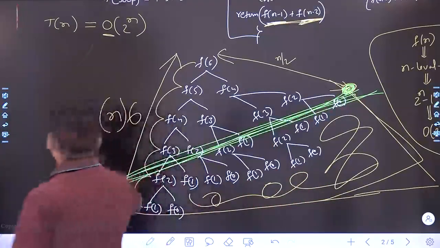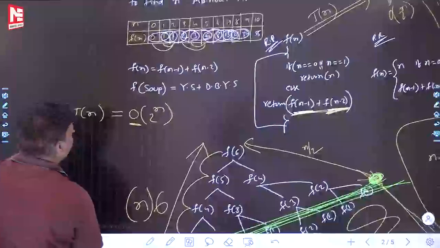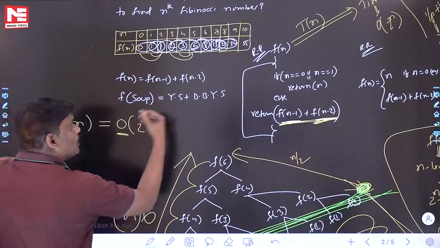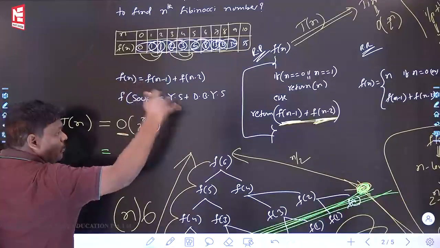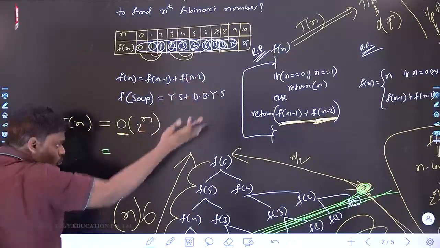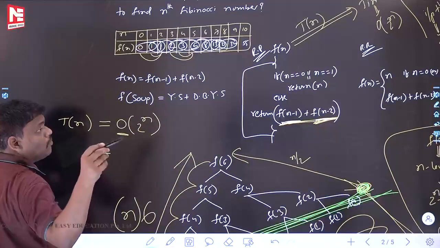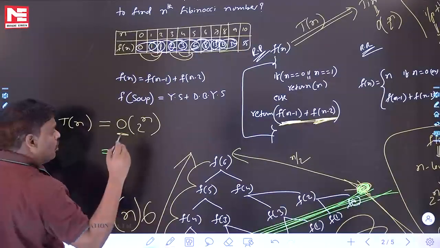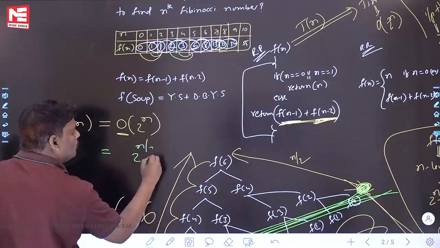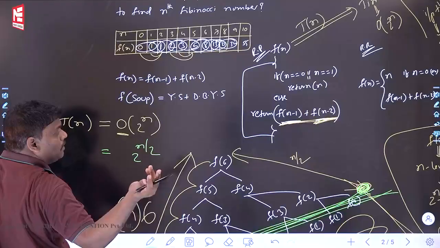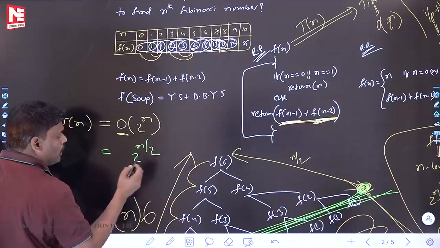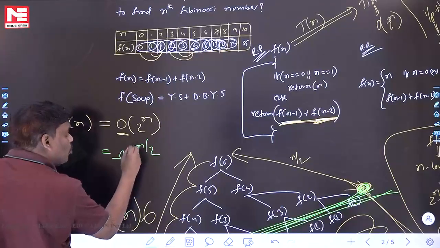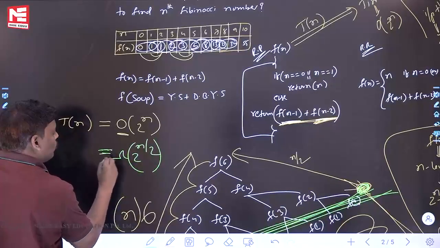Can you help me now? Comparing the actual answer Tn, 2 power n is bigger. Suppose left is n levels, right is n by 2. If I take only n by 2, how many nodes does an n by 2 level complete binary tree contain? 2 power n by 2. An n level complete binary tree contains 2 power n nodes. An n by 2 level complete binary tree contains 2 power n by 2. 2 power n by 2 is the smaller one. This is called the lower bound.